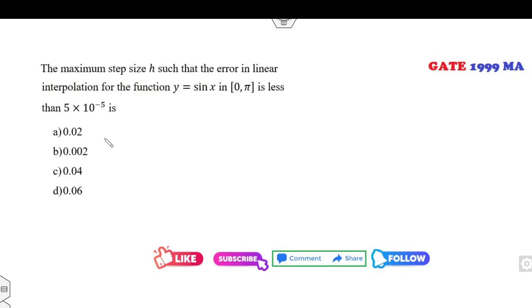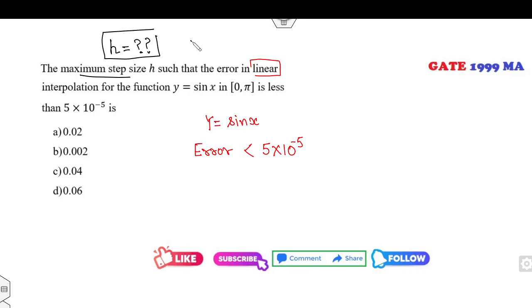The maximum step size such that the error in the linear interpolation of the function y equals sin x is given to be less than 5 into 10 raised to power minus 5. Now, it's a slightly different question. They are not talking about what the polynomial is or what the degree of the polynomial is. They are talking about the maximum step size, the h. That means this is a question related to error analysis.